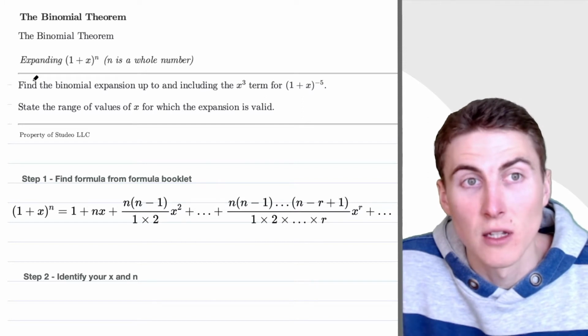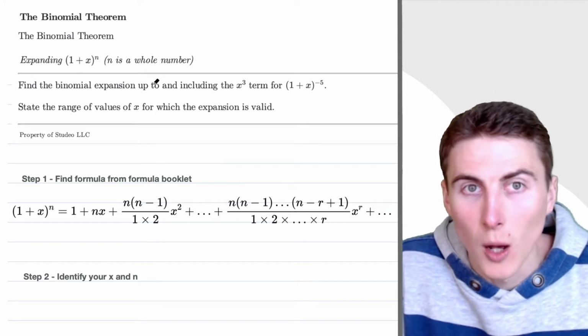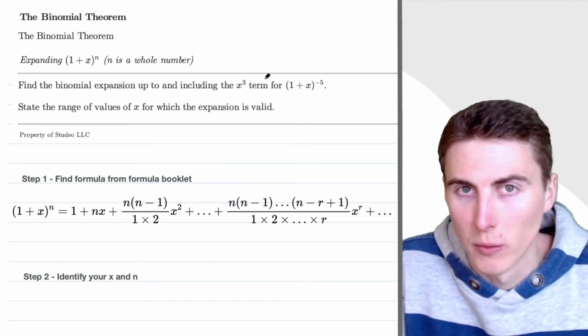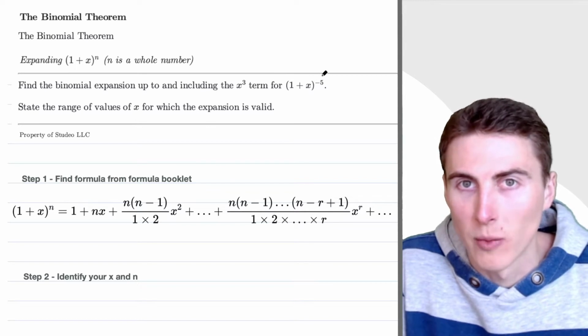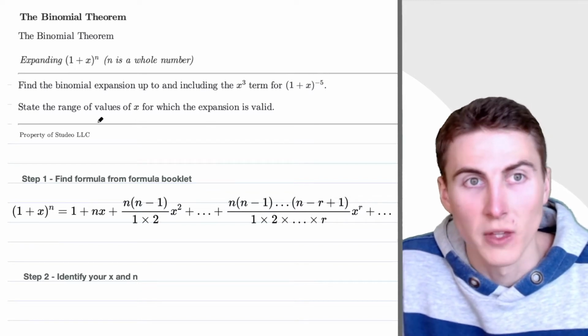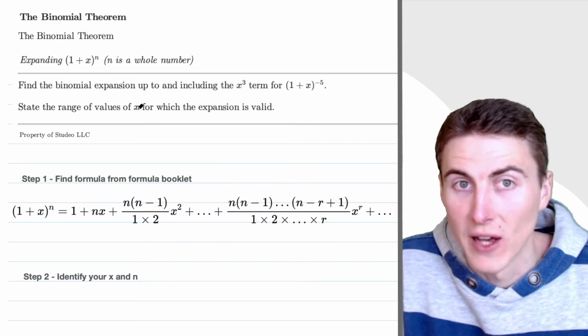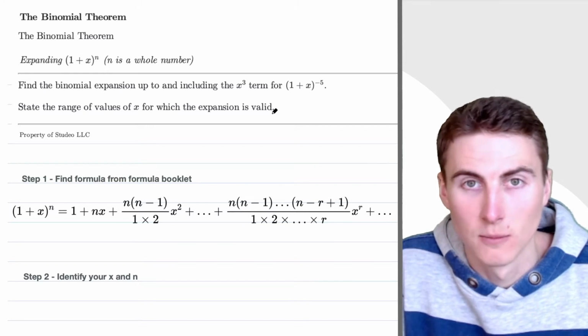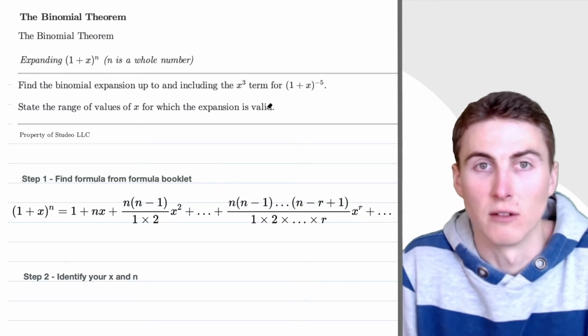This one says, find the binomial expansion up to and including the x cubed term for 1 plus x to the power of minus 5. And then we also need to state the range of values of x for which the expansion is valid. So two things here, really.